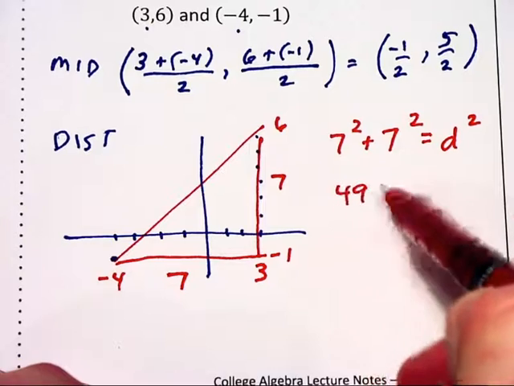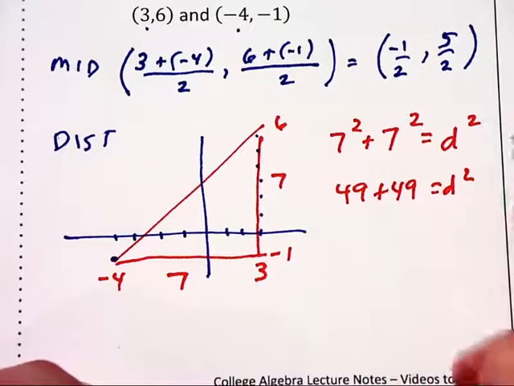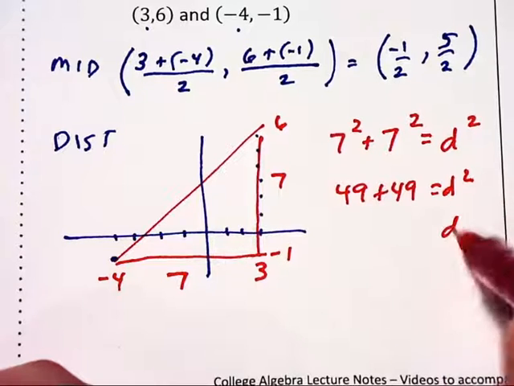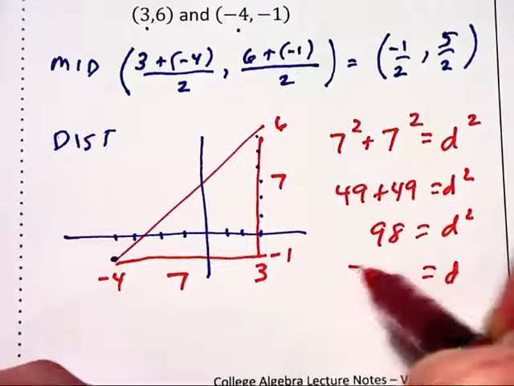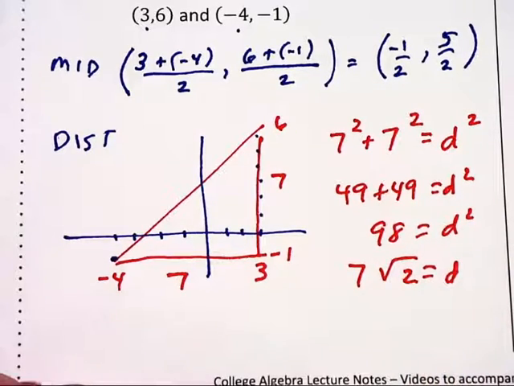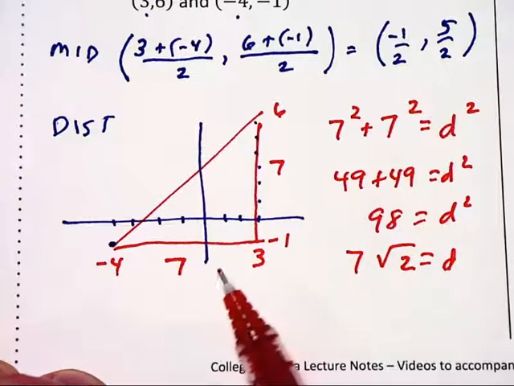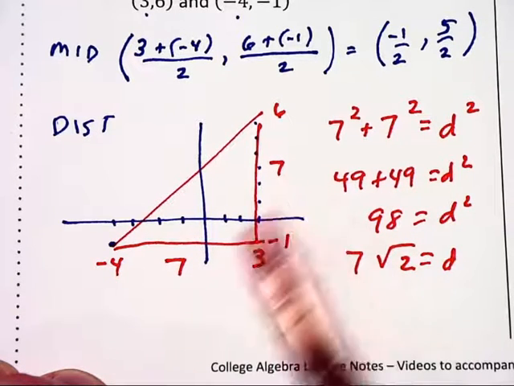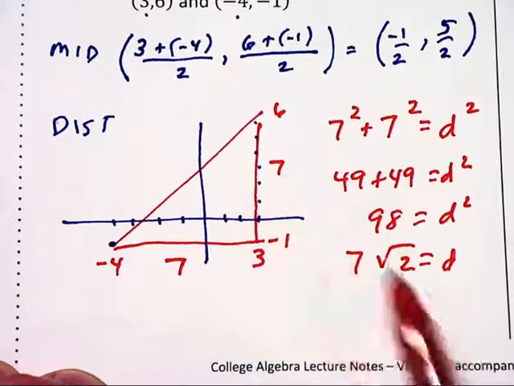This is 49 plus 49 equals d squared. D squared equals 98, and d equals 7 root 2. And if you remember your 45, 45, 90 triangles from your geometry or trig class, you would know that this is a 7, 7, 7 root 2 special triangle.